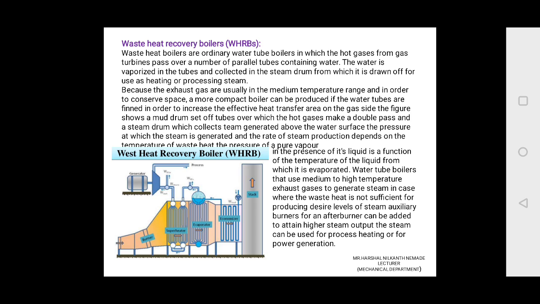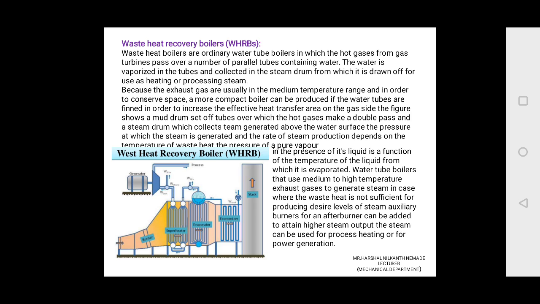Because the exhaust gases are usually in the medium temperature range, a more compact boiler can be produced to conserve space. If the water tube boilers are finned in order to increase the effective heat transfer area on the gas side, the figure shows a mud drum, a set of tubes over which the hot gases may make a double pass, and a steam drum which collects the steam generated.